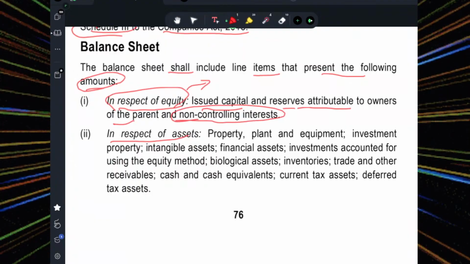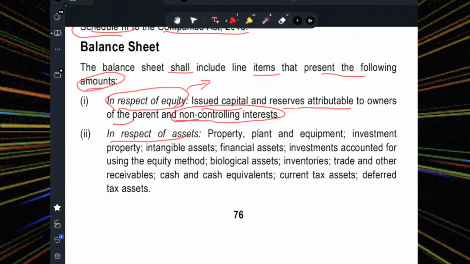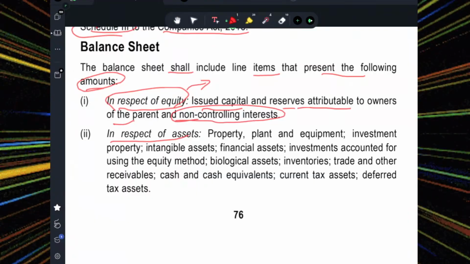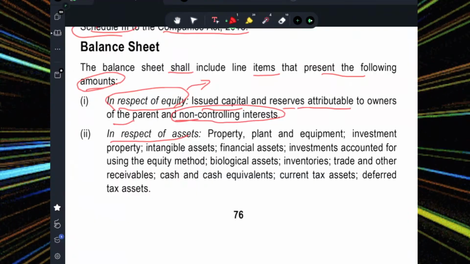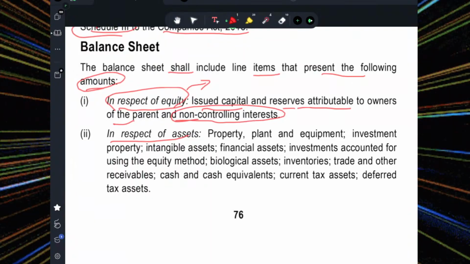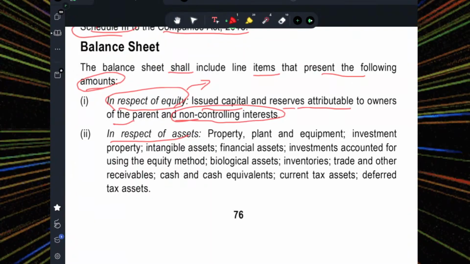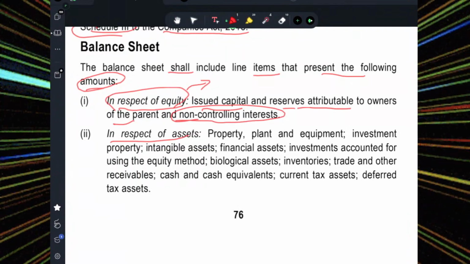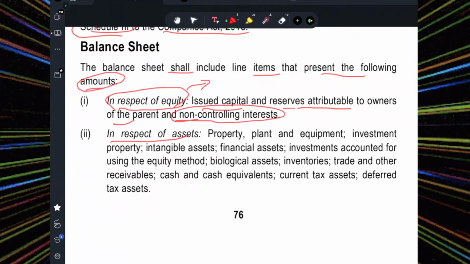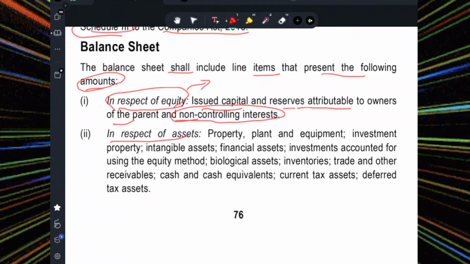So this is the owner's portion. Then there is also what belongs to the non-controlling interest. So there are two things: controlling interest and non-controlling interest. Controlling interest is mostly the owner's, and non-controlling interest are given shares. So in the case of equity, that is equity issued and reserves and surplus.